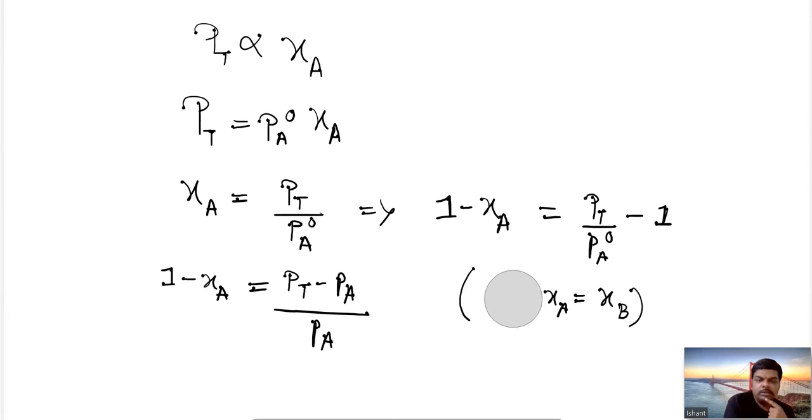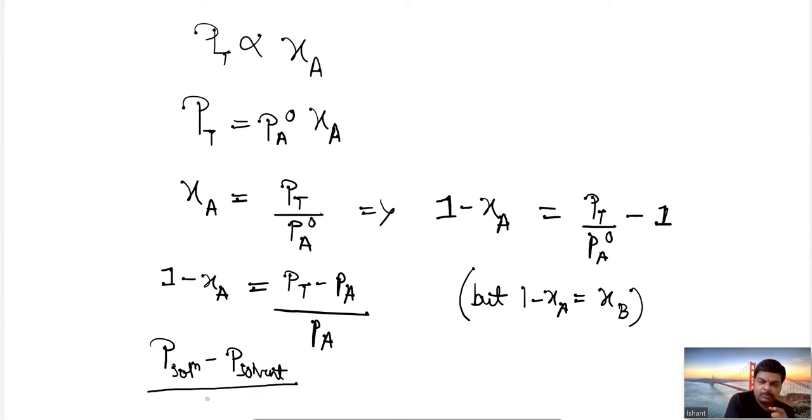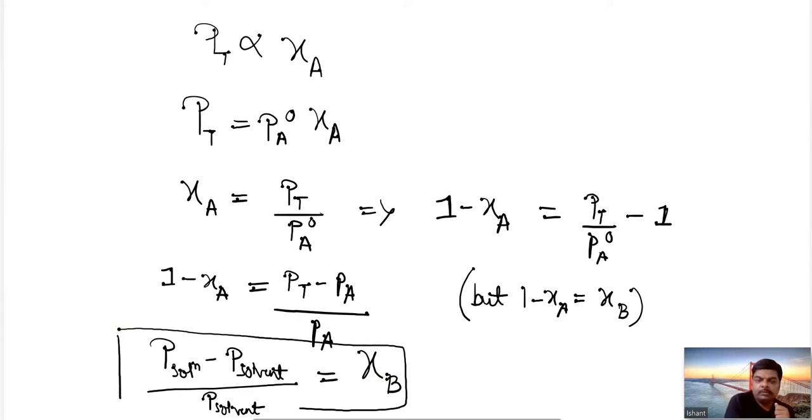So in the place of 1 minus XA, we can write XB, and the formula becomes: the vapor pressure of solution minus vapor pressure of solvent, divided by vapor pressure of solvent, equals the mole fraction of the solute. So we can find out the mole fraction of solute. This is also a relation which can be confirmed here.